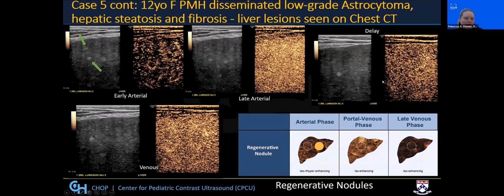So as a lesion that is isoenhancing on arterial phase and also on portal venous and late venous phase, this is in the background of hepatic steatosis and fibrosis and liver injury. As you can see, this patient does have a nodular liver. This is compatible with a regenerative nodule or regenerative nodules because she had numerous of them.